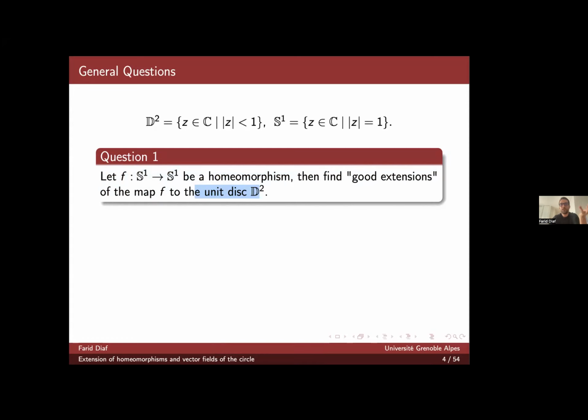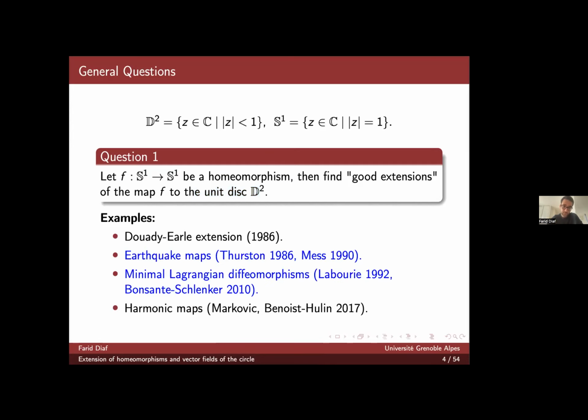For example, if you start from a rotation of S1, then the extension will be the rotation itself, okay? Or more generally, if you take an isometry of the hyperbolic plane, the extension will be the isometry itself. Okay, so there are a lot of such extensions. So these are examples. There's, for example, the Douady-Earle extension, which is a particular class of quasi-conformal map.